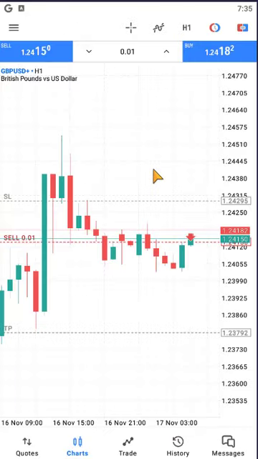So guys, this is how you can place a trade. Try to do this very fast, right? This is how you can place a trade on the MT5 platform application. We have a new platform now, MT5. This is how you can place a trade on it, and this is how you can set stop loss and take profit on it.